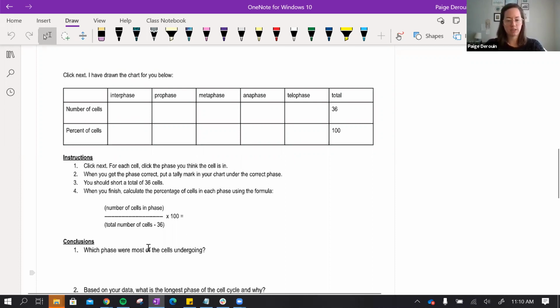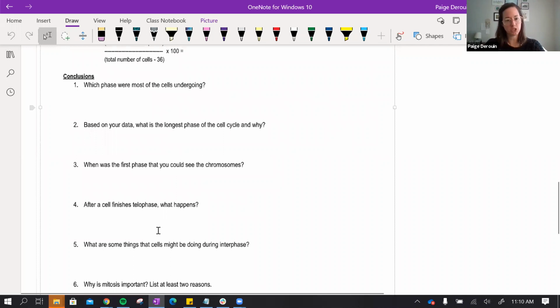This formula down here tells you how to calculate percent. The only thing I want to tell you is it's saying the total number of cells is 36, not the total number of cells minus 36. It's just telling you the total number of cells is 36. So use 36 on the bottom. And then once you do that, you just have some conclusions.